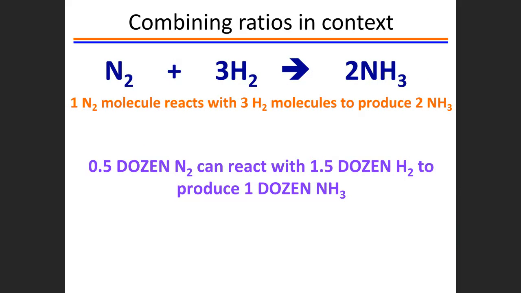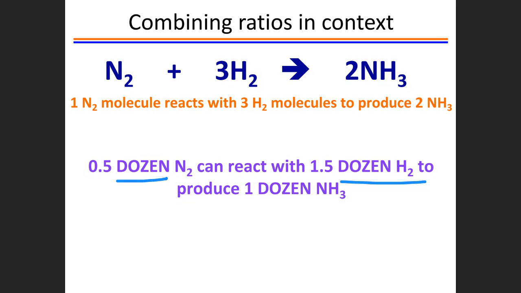Okay, in this reaction, nitrogen, combining ratio in context. We come in a dozen now. One nitrogen molecule reacts with 3 hydrogen molecules to produce 2 molecules of ammonia. 0.5 dozen nitrogen can react with 1.5 dozen of hydrogen. And this is just a little bit of fun to give you the quantitative idea, nothing else. So in terms of molecules, they just write the dozen. Got it?